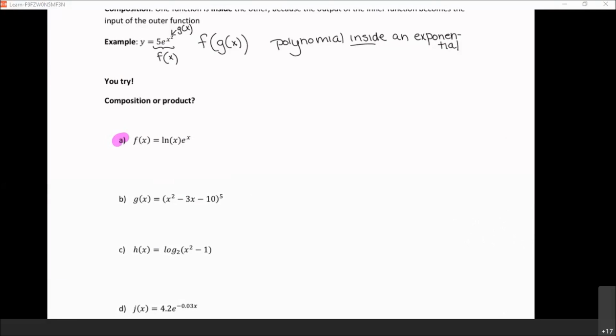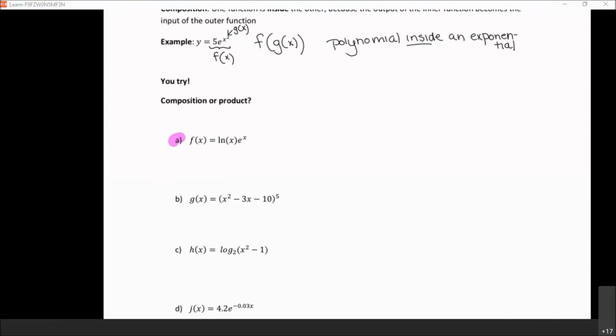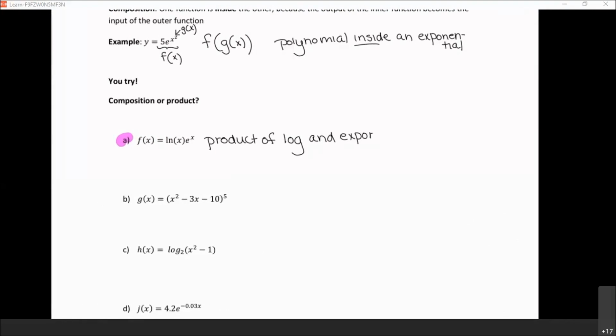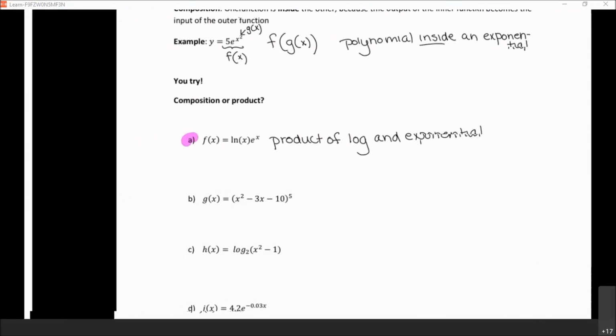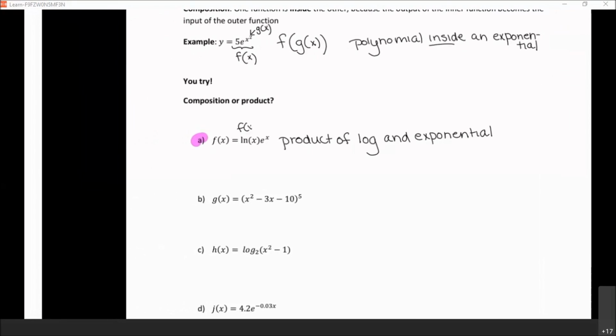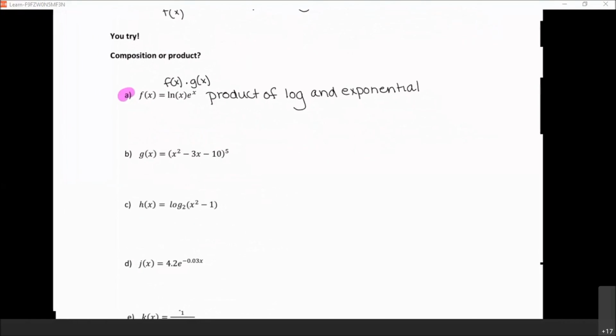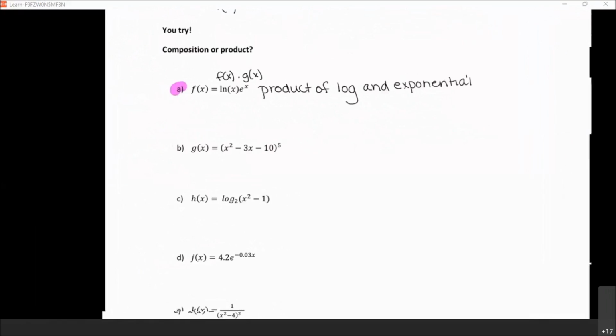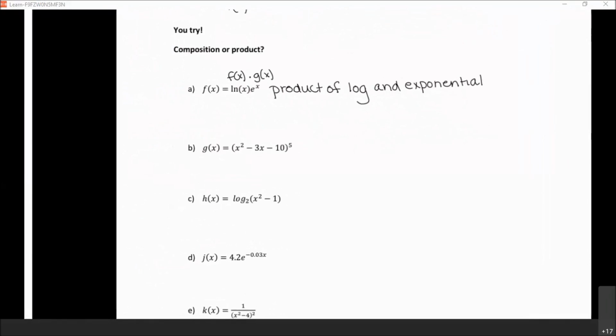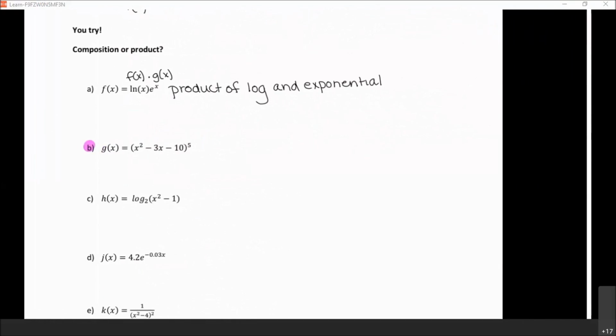Good. So yes, this is a product of a log and an exponential. You can think of this as f of x times g of x. Now let's try B. How about B?